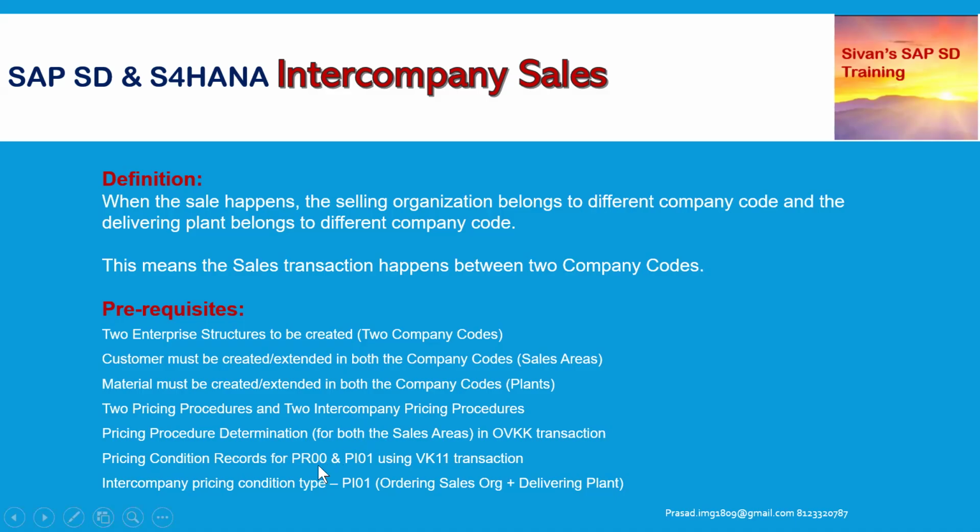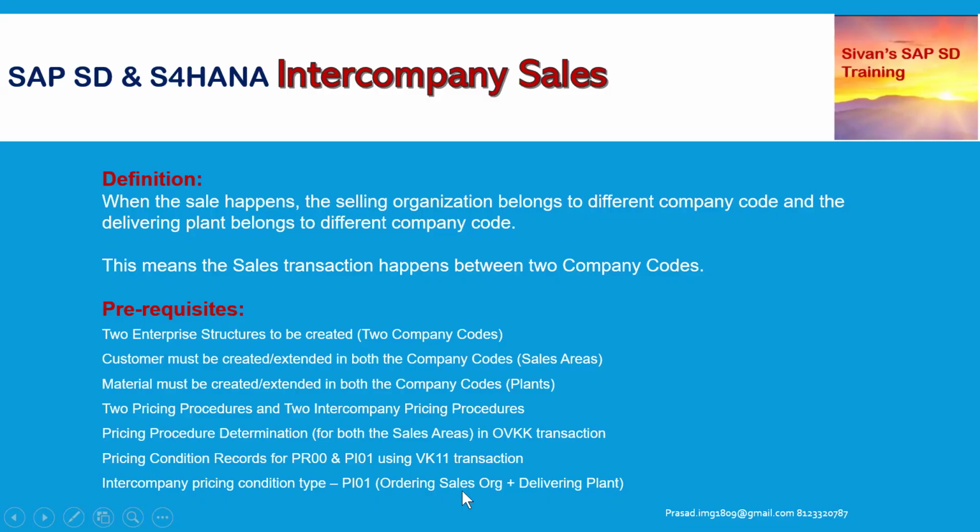Here two pricing condition types are there, PR00 and PA01. We can create the pricing condition records by using the transaction code VK11. The PA01 condition type, the intercompany pricing condition type, which makes the difference, has a key field combination of ordering sales organization and delivering plant. The ordering sales organization may be sales organization 1 and the delivering plant may be from the second sales organization or second company code. That is the combination which makes the difference.